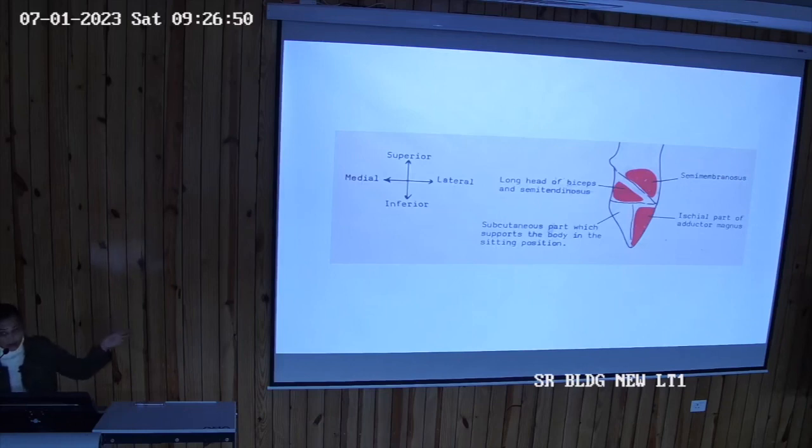Then lower half is divided by a vertical ridge into a lateral and the medial part. So this inferior lateral part is the part from where ischial head of adductor magnus takes origin. The medial part is covered by the fibrofatty tissues, and it comes in contact when person is sitting. Okay. Then inferolateral part, it gives origin to, you have to write it down also, long head of biceps femoris and semitendinosus. And superolateral part is giving origin to semimembranosus.